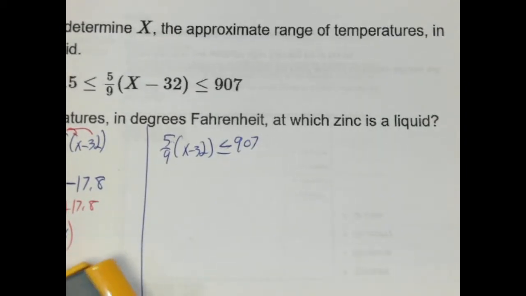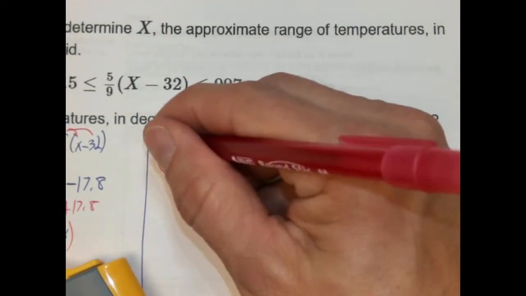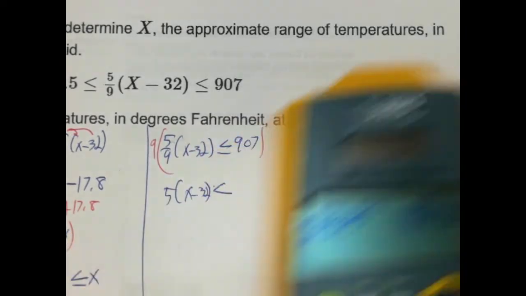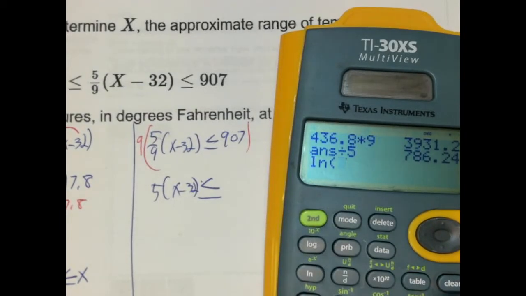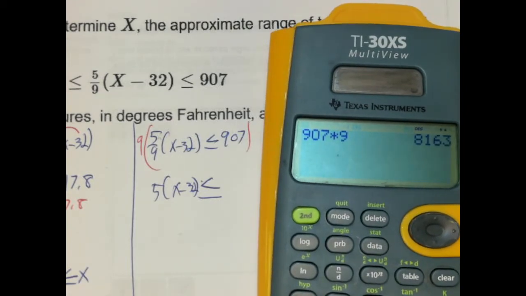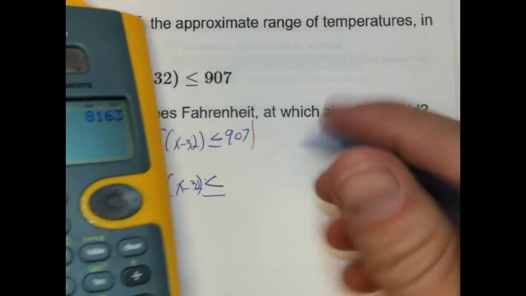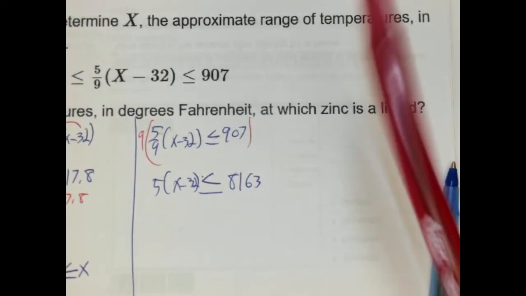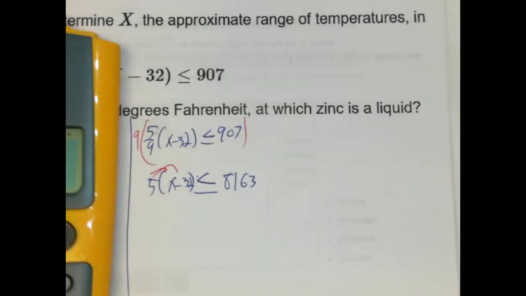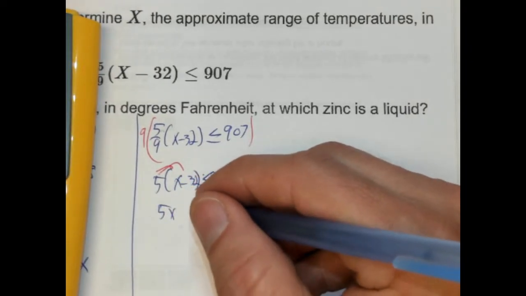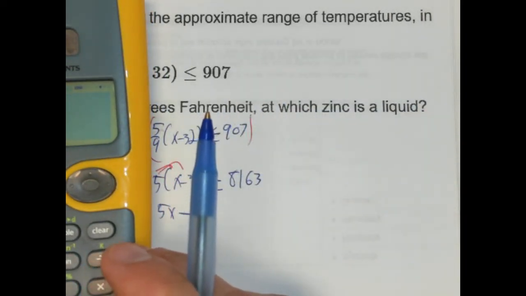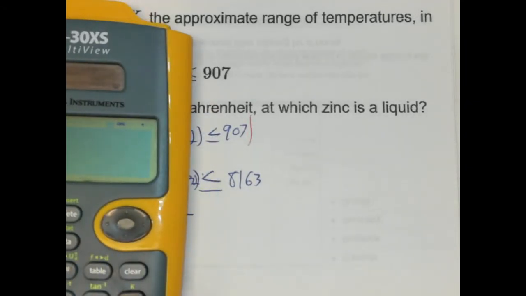And in this case, I'm going to do what I mentioned before. I'm going to multiply everything by 9 just to get rid of that fraction. So this will become 5 times x minus 32. And let's multiply 907 by 9. Is it 8,163? And then we're going to distribute the 5. I should probably just divide by 5, whatever, that's fine. So we're going to get 5x minus 32 times 5. You could just multiply by the reciprocal there, but whatever. 32 times 5, 160.